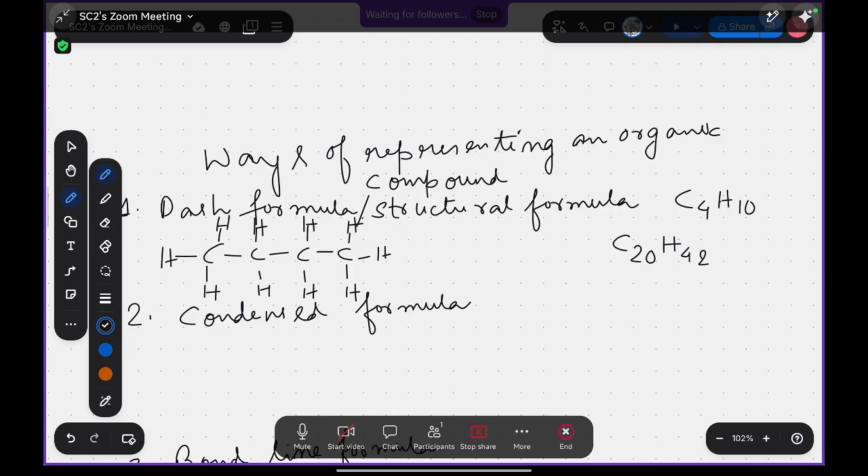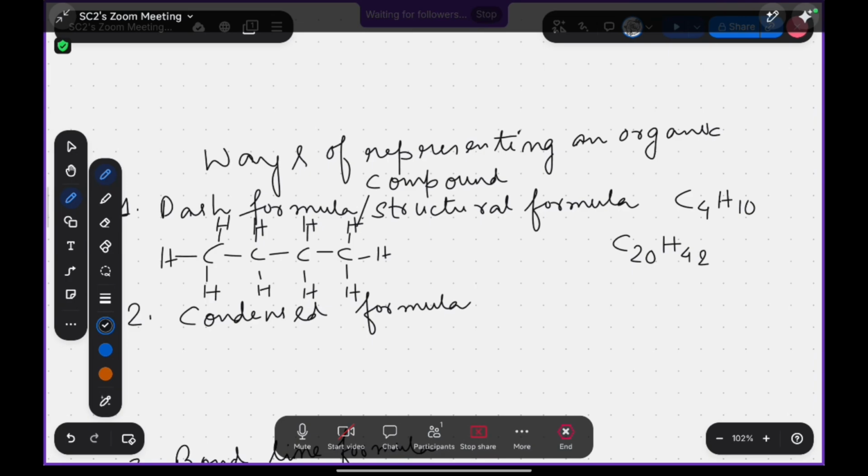So to reduce the burden, to make the work convenient and easier for you, a new method of representing a compound has come up. So in the dash method or in the structural formula method, you represent all the bonds in the compound. All the individual atoms are shown with the bonds. While in the condensed formula, how do you write it? In the condensed formula, you don't need to show the individual bonds, but simply the carbon-carbon bonds are represented.